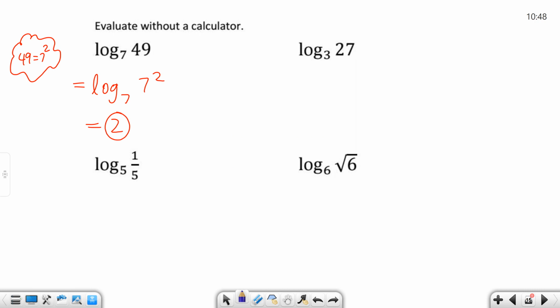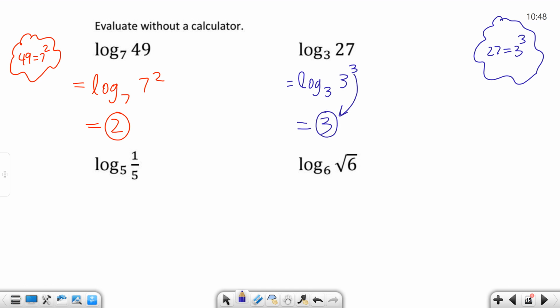So let's keep looking at these. Can I write 27 as 3 to a power? Well, over here in my little thought cloud, 27 equals 3 to what power? It's going to equal 3 to the third power. That's right. So now this is going to be log base 3 of 3 to the third. If these match, this is my answer, every time. Same rule that I just used on the last one. So it's this 3 that's the answer, not any of the other 3s.